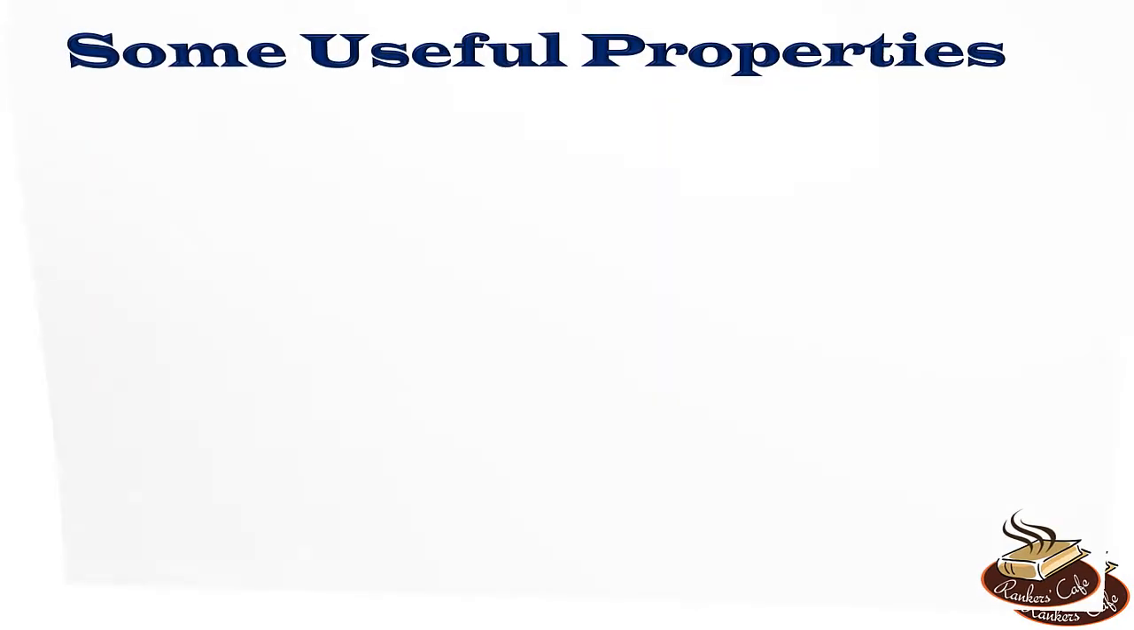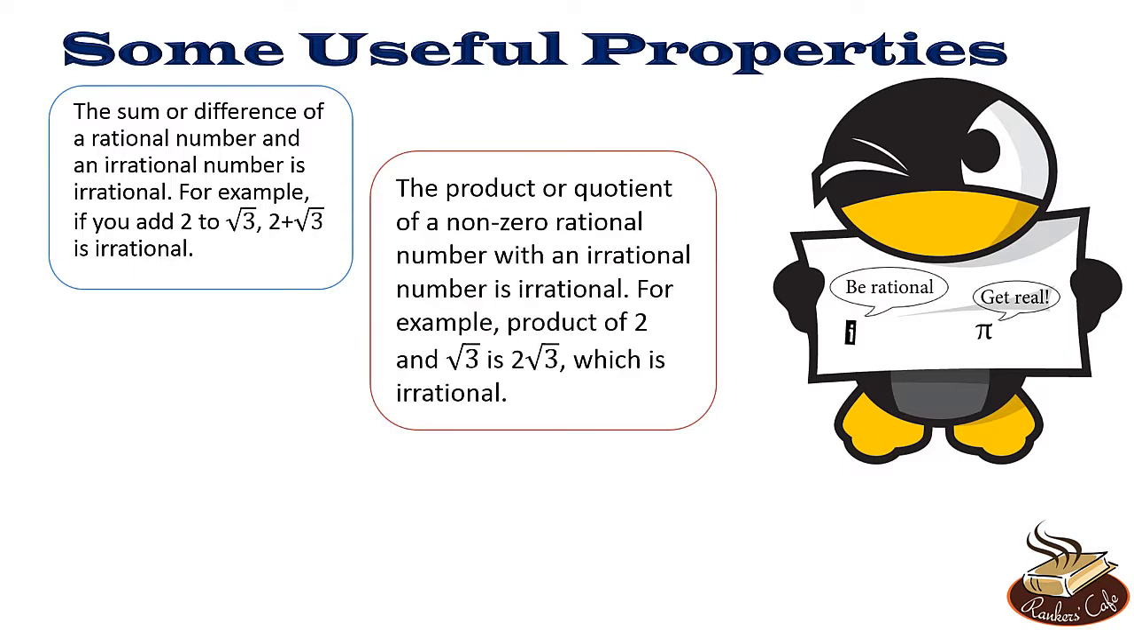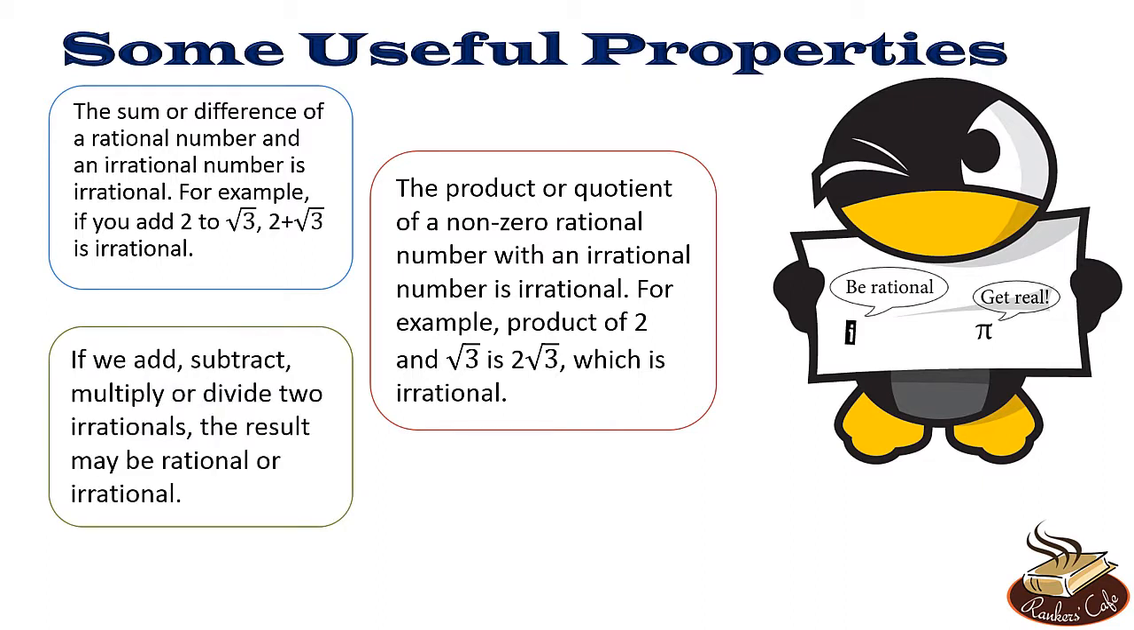We now list 3 properties which will be helpful to you in solving questions. Property number 1: the sum or difference of a rational number and an irrational number is always irrational. For example, 2 plus root 3 is irrational. Property 2: the product or quotient of a non-zero rational number with an irrational number is irrational. For example, the product of 2 and root 3 is 2 root 3, which again is irrational. Property 3: if we subtract, add, multiply or divide two irrationals, the result may be either rational or irrational.